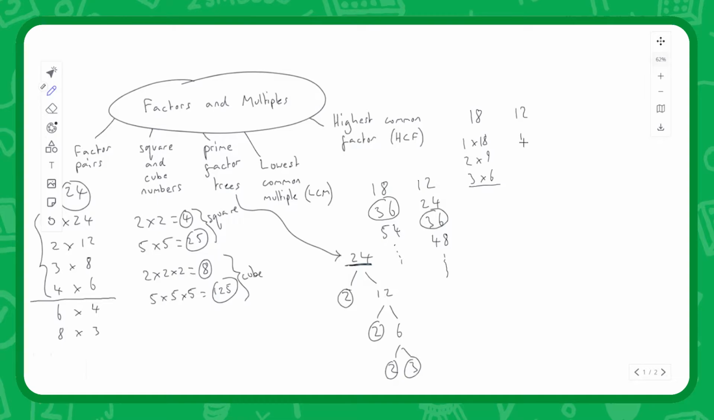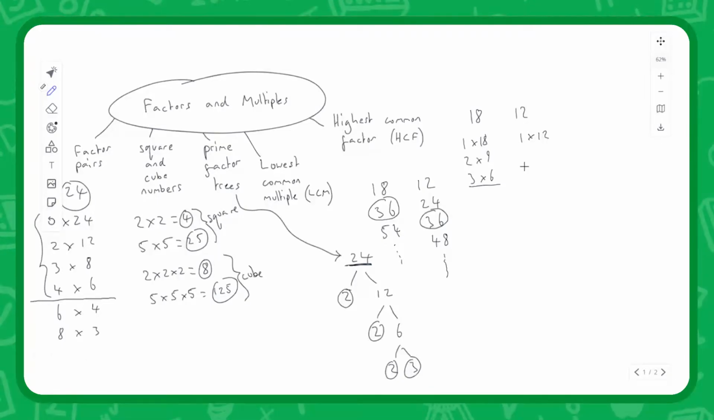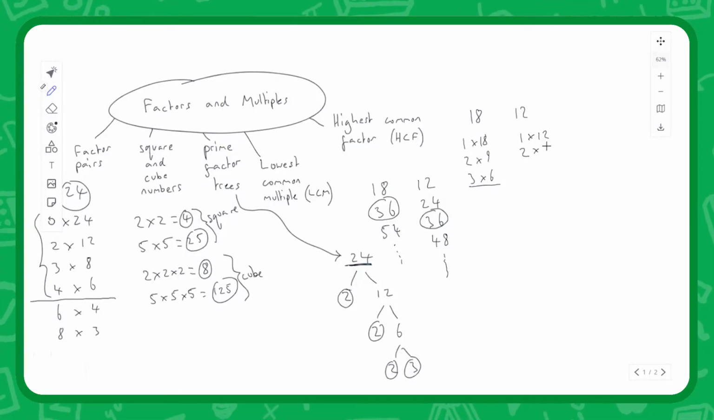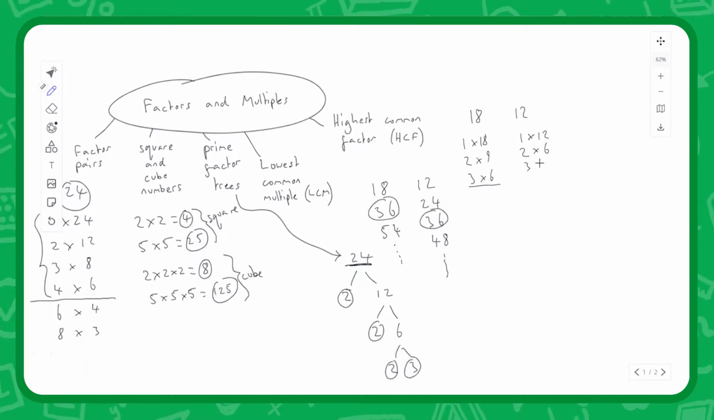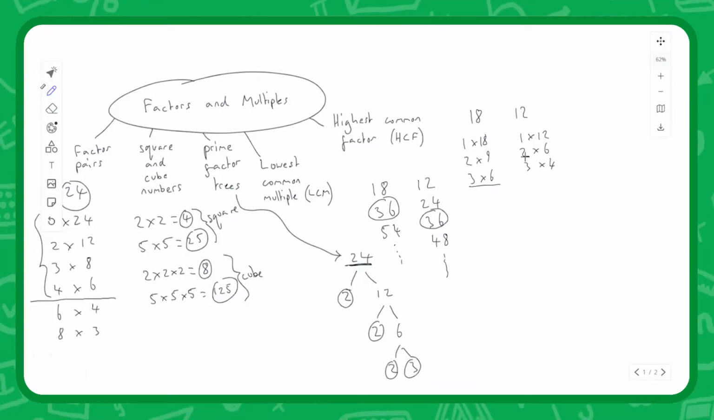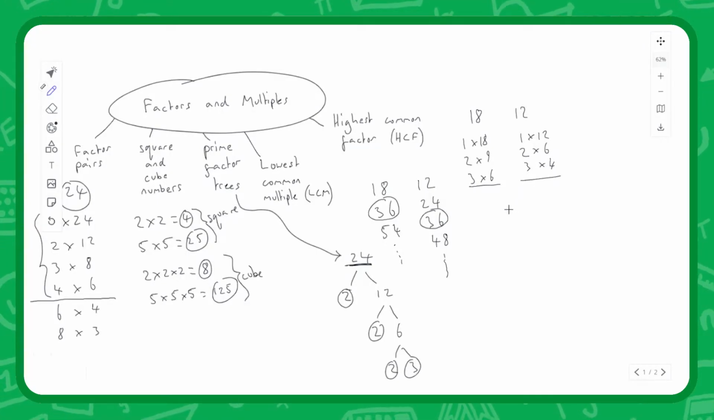And 12 is very similar. I do 1 times 12, or I can do 2 times 6, or I can do 3 times 4. And again, once I get to 4 times 3, I'm just repeating myself.